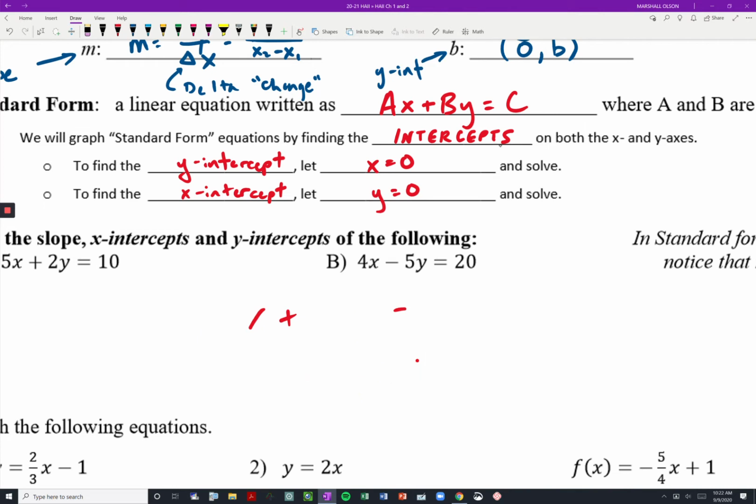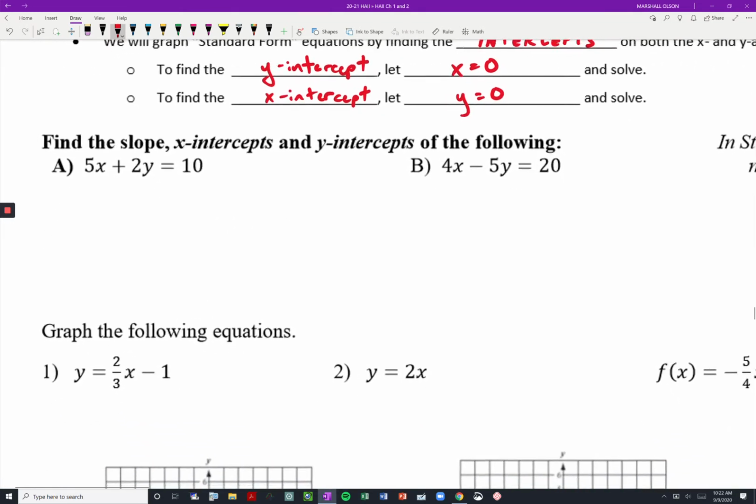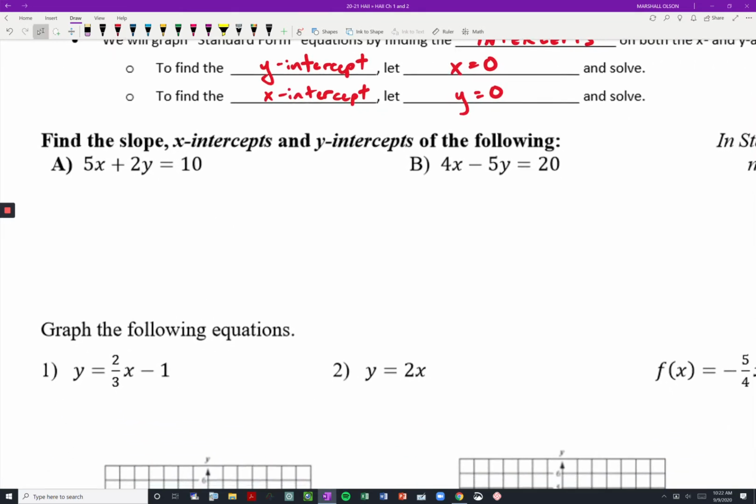All right, so let's check out a few examples here. It says find the slope, the x-intercepts, and the y-intercepts of the following. Let's find the intercepts first here. So a couple ways you could do this. You could write something like here, I'm going to find the x-intercept.